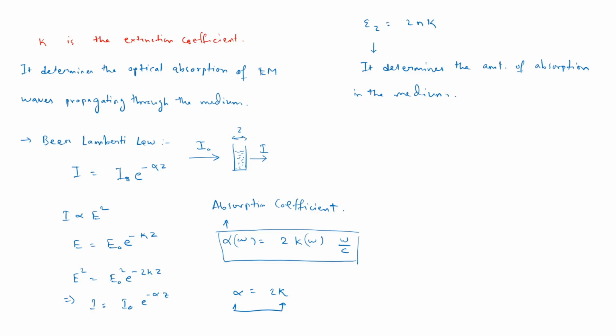Suppose in some frequency region the magnitude of epsilon 1 is greater than epsilon 2. What is epsilon 1? In the previous slide we saw that epsilon 1 is n square minus kappa square, and this is greater than epsilon 2, which is 2n kappa. That is possible if, let us divide this by n square, which is a positive quantity so the inequality won't change, kappa square by n square is greater than 2 kappa by n, and these are positive quantities.